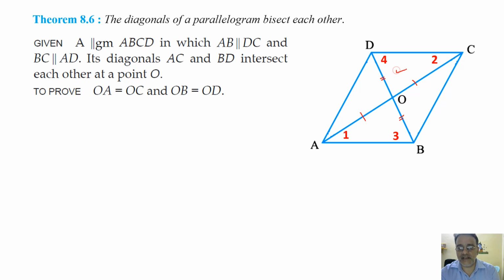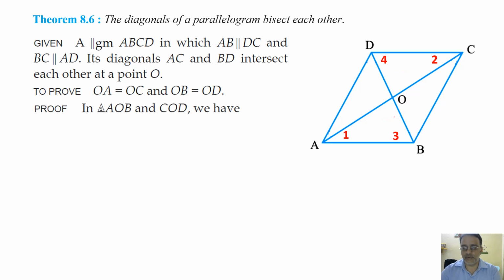Now for that, we will prove these two triangles congruent. Look carefully at how we have to prove it. Angle 1 is equal to angle 2. Why? Alternate interior angles. Okay, very good. Angle 3 is equal to angle 4. Why? Alternate interior angles. Right. And AB is equal to DC. Why? Because they are opposite sides of a parallelogram.